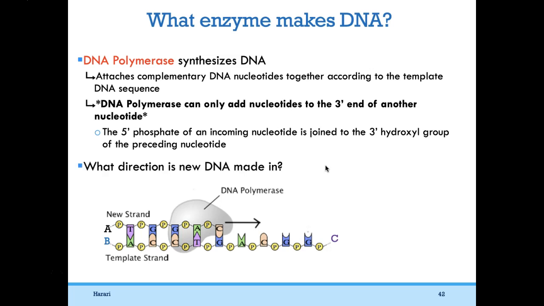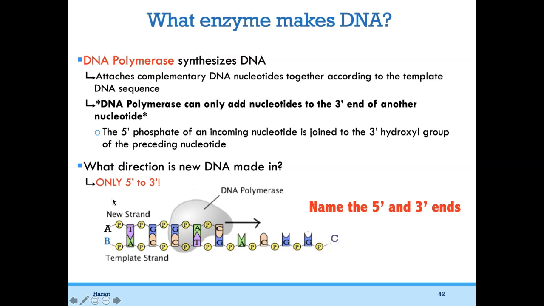So what direction is DNA made in? Is it 3' to 5' or 5' to 3'? New DNA must be made 5' to 3' if new nucleotides can only be added to the 3' end. Right? Only 5' to 3'.